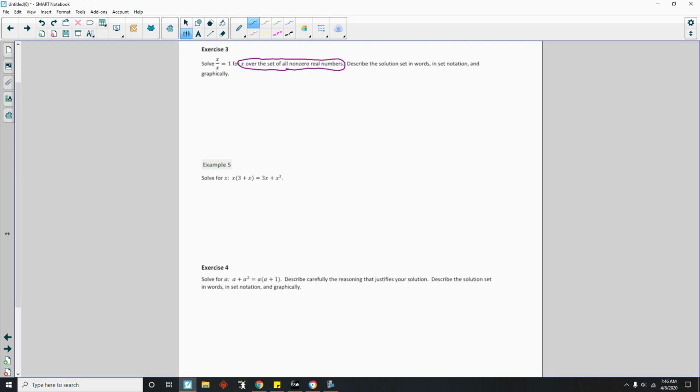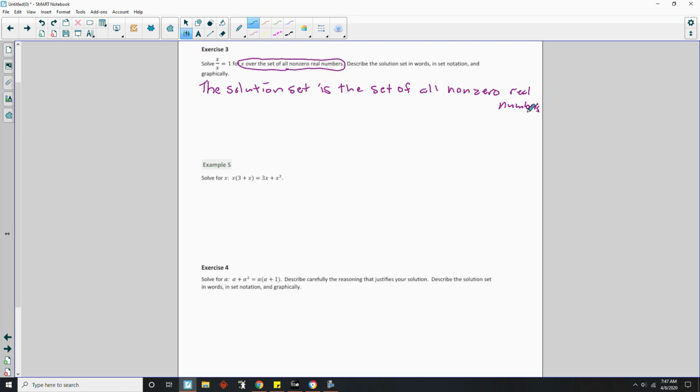So in words, we would say this right here. We would say in words, the solution set is the set of all non-zero real numbers.